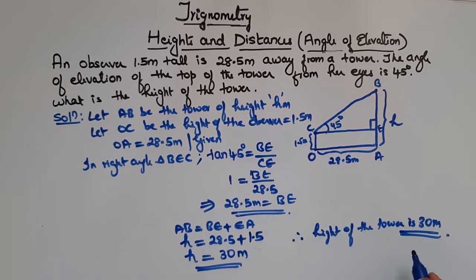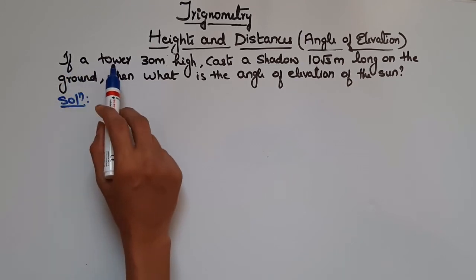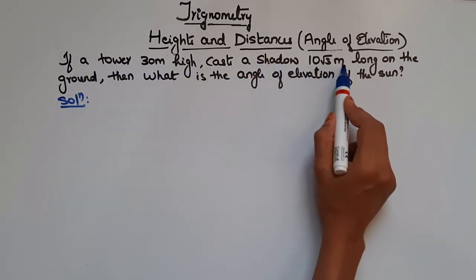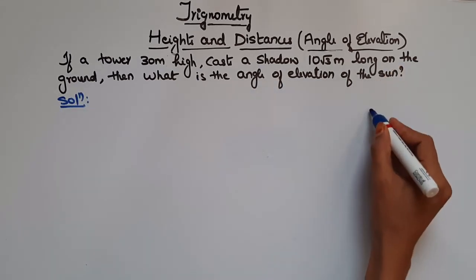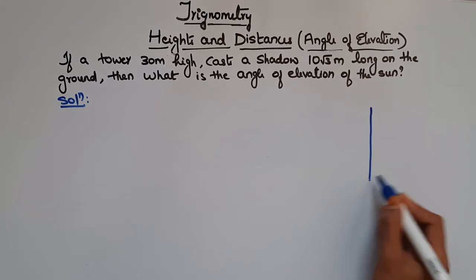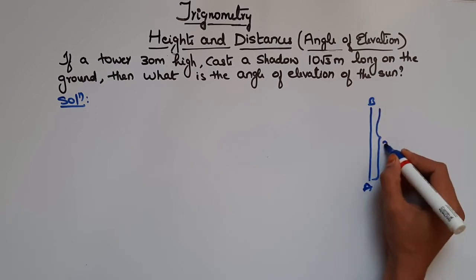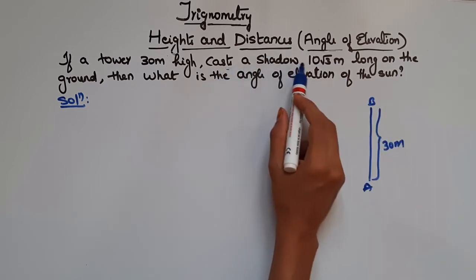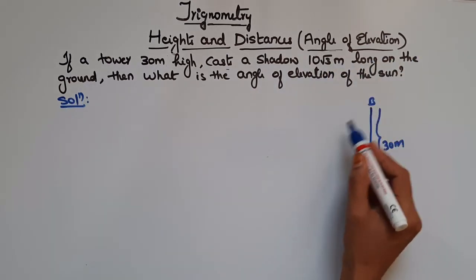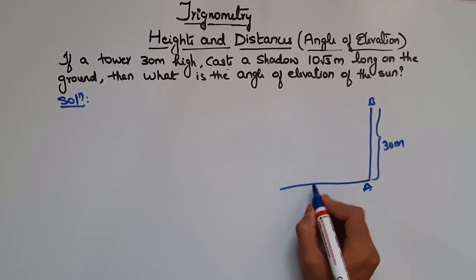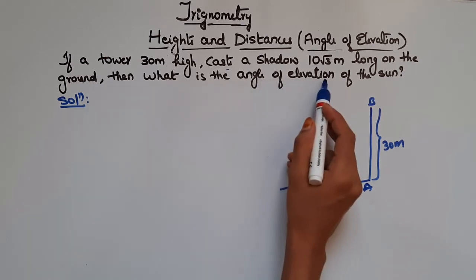Alright. Now let's move on to another problem. Now let's see this problem. Here it says, if a tower 30 meter high casts a shadow 10 root 3 meter long on the ground, then what is the angle of elevation of the sun? So we have a tower which is 30 meter height, right? So this is tower AB, which is 30 meter high, casts a shadow 10 root 3 meter long on the ground. So the shadow of this is falling on the ground, which is 10 root 3 meter. Agreed?